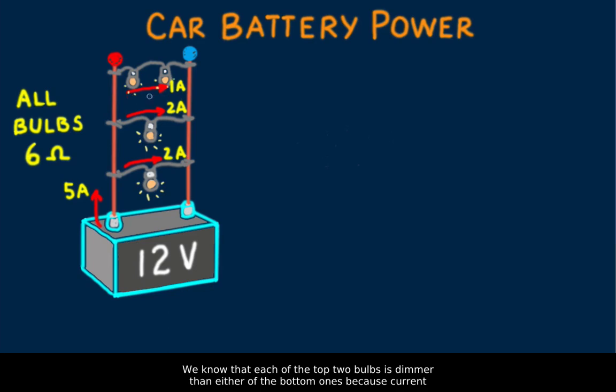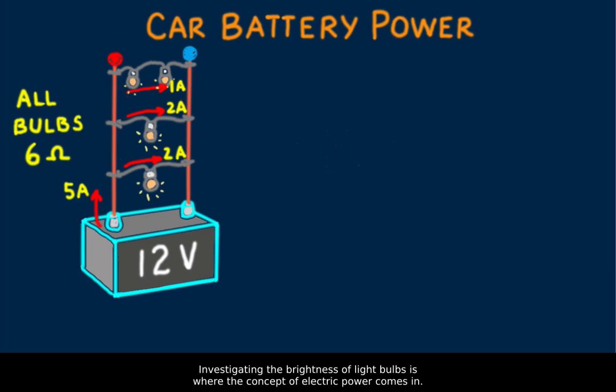We know that each of the top 2 bulbs is dimmer than either of the bottom ones because current in the top branch is less. But here's a question to consider. Will the total amount of light from the 2 dim bulbs be the same as that of one of the lower bulbs? We can think of it this way. Suppose we're in a dark room and we light the room with both bulbs of the top branch. How bright will the room be compared with how bright it would be if we just used one of the lower bulbs? Let's think about that.